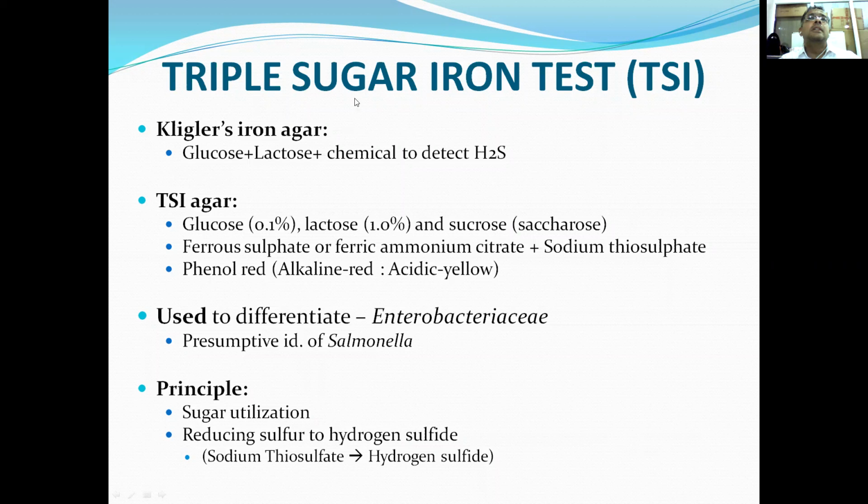Now in general, this TSI test is used to differentiate Enterobacteriaceae, and specifically it will help to identify Salmonella species. The principle we had discussed earlier, and here also you can see that sugar utilization and reduction of sulfur to hydrogen sulfide, these 2 things we are targeting, and we are observing these two phenomena by change in pH. Now coming to the procedure, how we can do this test.